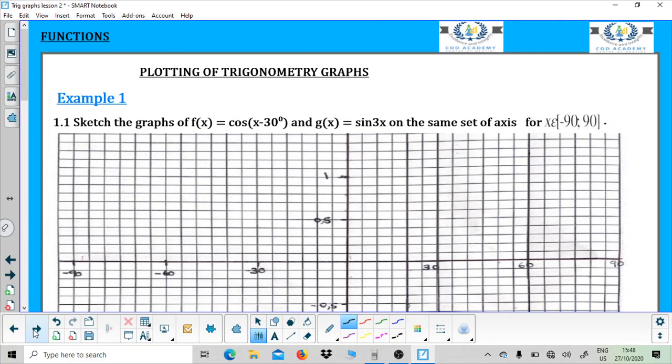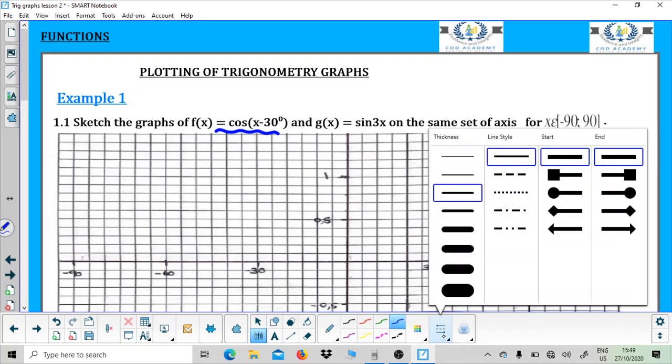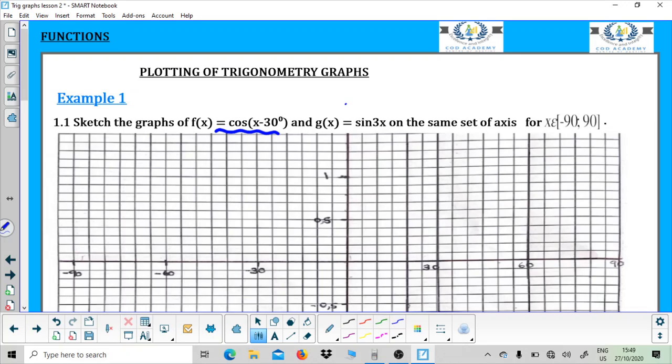So if you look at this one, this is the first example that we have. We want to sketch two graphs in this situation. We want to sketch the graph of the function f of x is cos x minus 30, as you are noticing right there. And we would like to see if we can sketch those two on the same set of x's. Likely we were given the domain that is from minus 90 to 90.